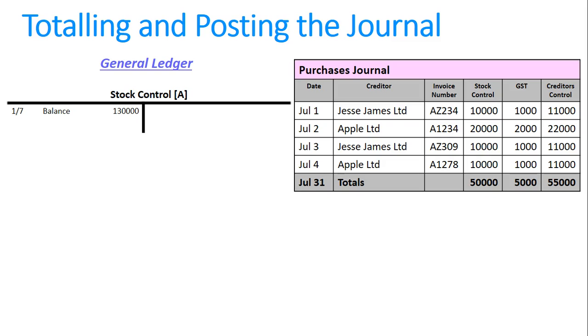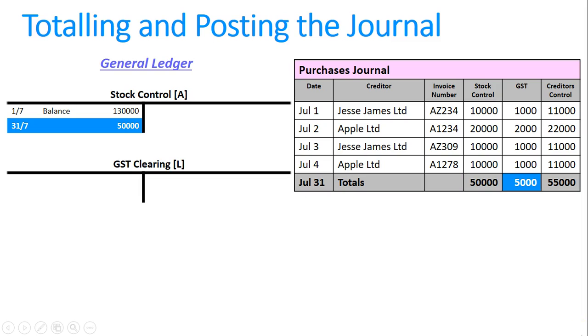So let's say our stock control ledger had a balance of $130,000. That information wasn't given. We're just going to make an assumption here. We now need to go and post the $50,000 of stock in the purchases journal. So that represents stock that we've bought. That means we've got more stock, which means we need to increase an asset. So that would be a debit. We'll leave our reference blank for the moment until we get to the end.